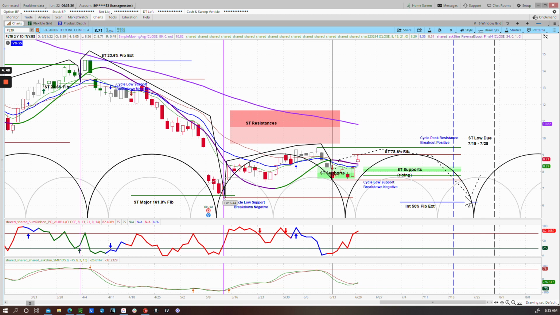We believe that the time period for Palantir to be able to do better will be coming out here later in the summer.